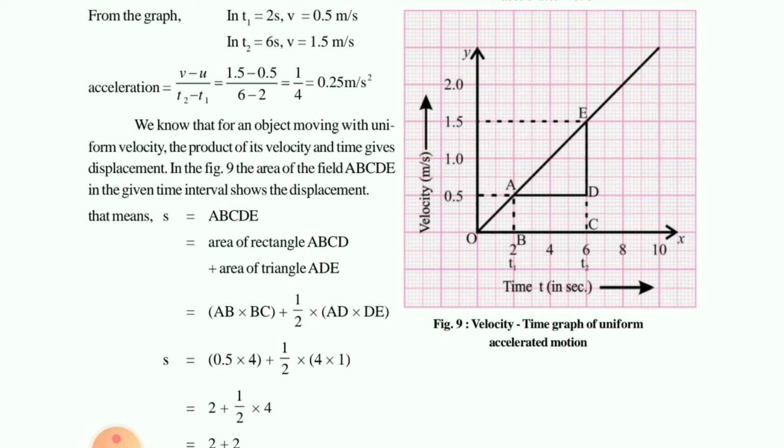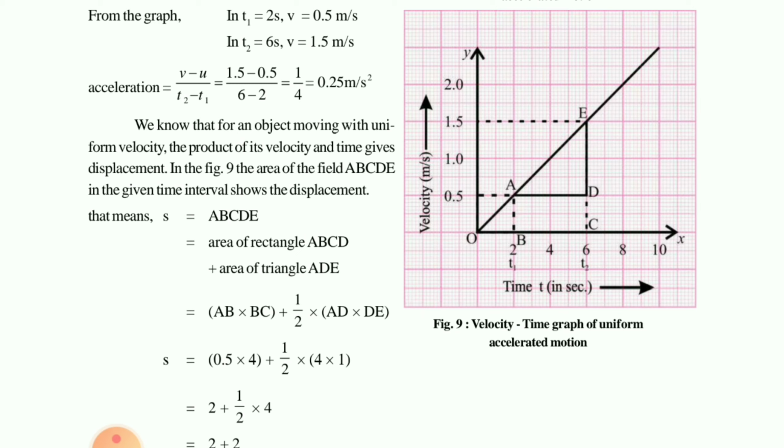Okay children. Here you know for the rectangle, length into breadth. So AB will be the length and BC will be the breadth. And for area of triangle, half base into perpendicular. So what will be the base for the triangle ADE? AD will be the base and DE will be the perpendicular. Now we will simply put the values children. For AB 0.5, BC 6 minus 2, what's the value? 4.